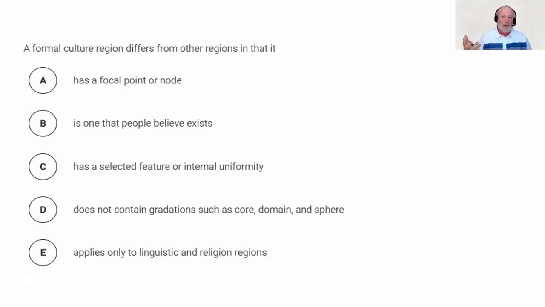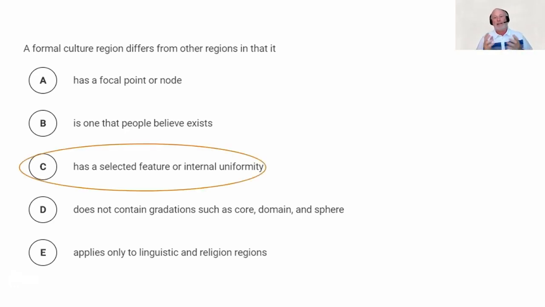Well, that's exactly what we were talking about. It does. It has an area that decreases as you go outward from the center of the region. And again, it says it applies to only linguistic or religious. We know that it could be a lot of things. It could be religious, linguistic, governmental, it could be a lot of things. But the best answer again here is C.